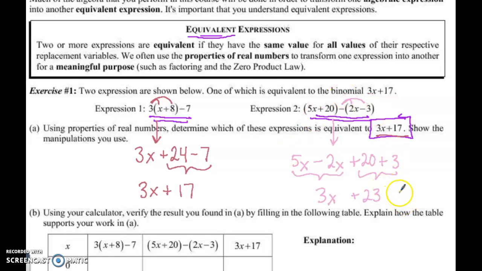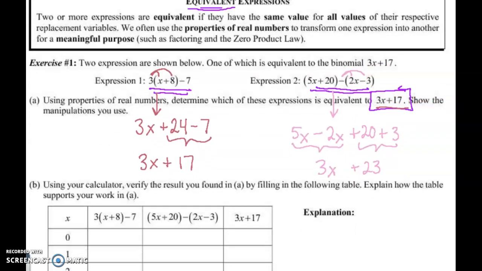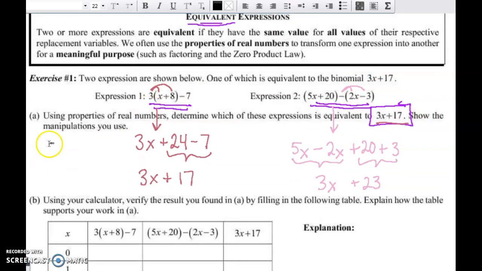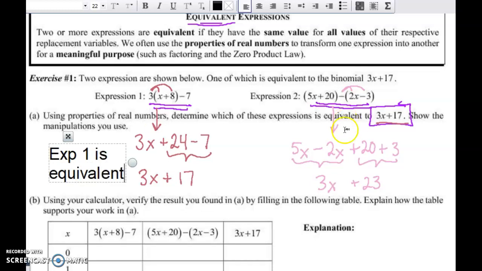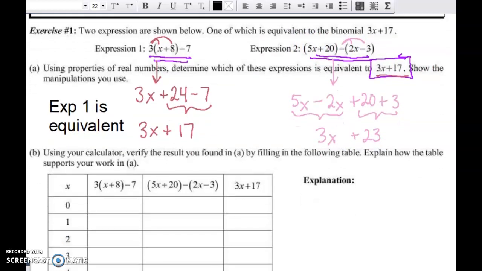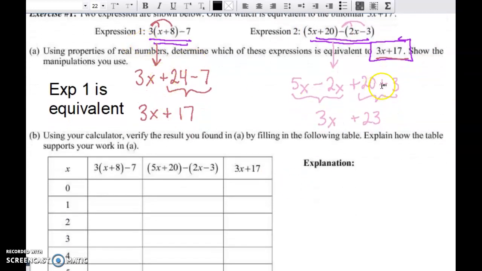That is not the same. So which one of these expressions is equivalent? Maybe I'll just type it out. Expression 1 is equivalent, because you can see I got 3x plus 17, whereas over here I ended up getting 3x plus 23 for expression 2. Now that's nice and all if you understood everything I did.